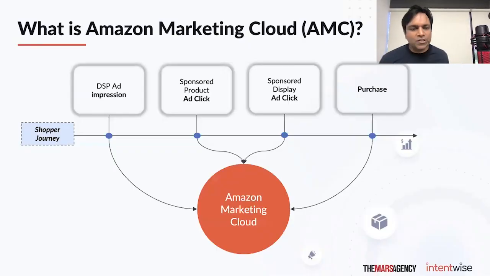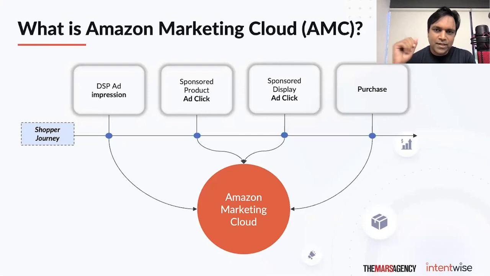So I'm going to spend a couple of minutes here just to level set on AMC. I think based on that poll, most of you know what AMC is, but just in case, to put this in context, here's a view of what a shopper journey could have been. As a shopper on Amazon, I could see a DSP ad impression somewhere. I could then see a sponsored ad click somewhere, and then a sponsored display click, and then go and purchase.